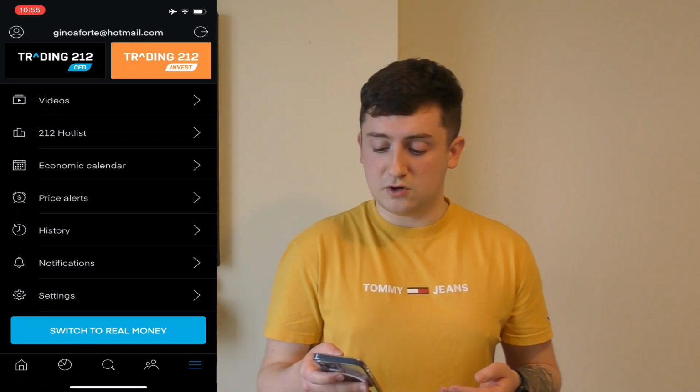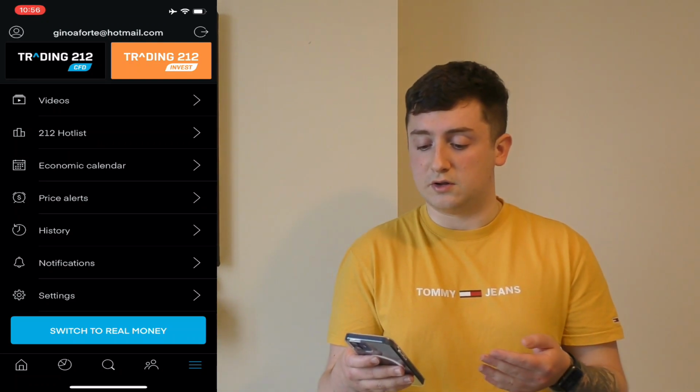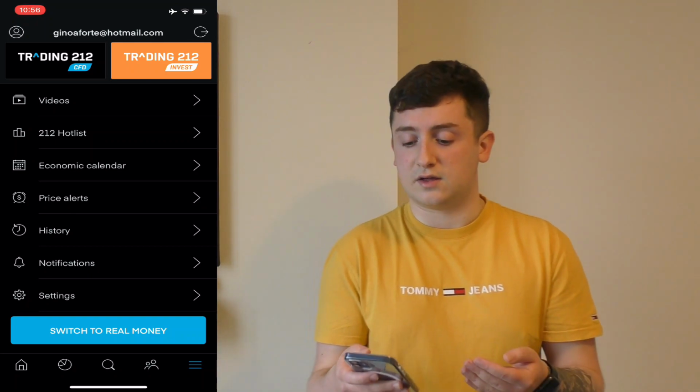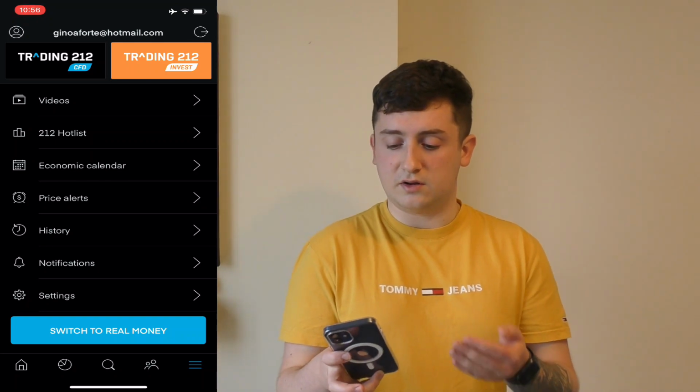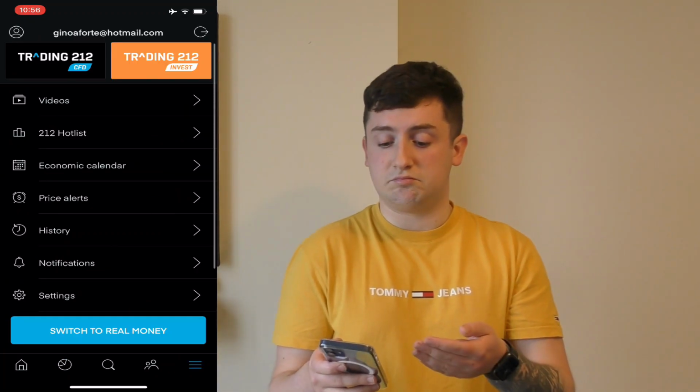So if we take it to Trading 212, when you make your account, this is a paper account I'm in, so you can see switch to real money there. You can do this as well. This is a practice account. I put €1,000 into this account just to show you what it's like to how you invest.